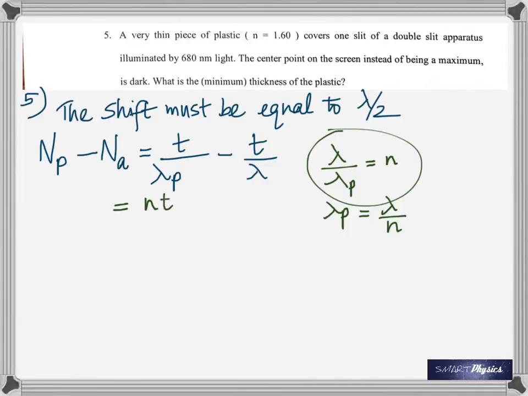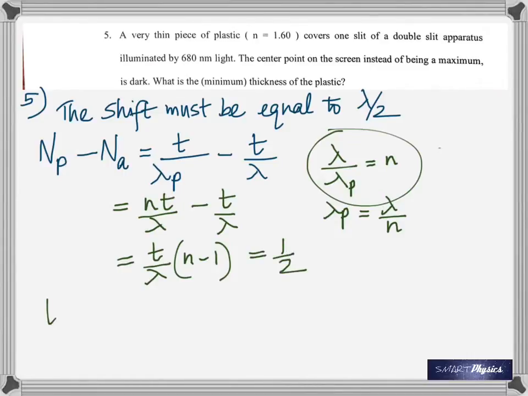So now we can substitute and get both in terms of lambda. See, what I've done here is I've substituted for lambda P right there, and you get nt by lambda. Now I can take out t by lambda as common, so it leaves me with (n minus 1), and this must be equal to half. Now where do I get this half from? That is what I was trying to explain in the beginning, that the shift must be equal to half a wave. Because a crest became a trough, it's half a wave. So that's where I get that half from.